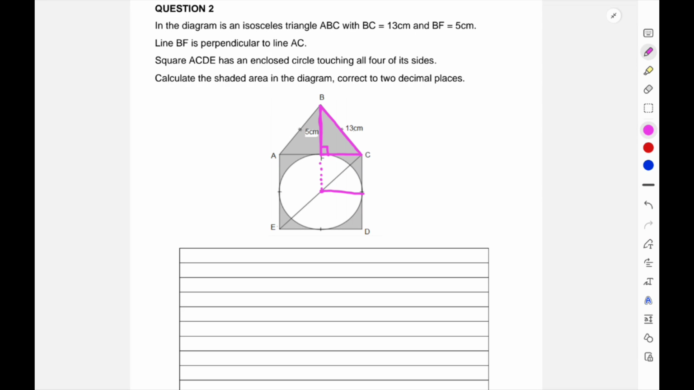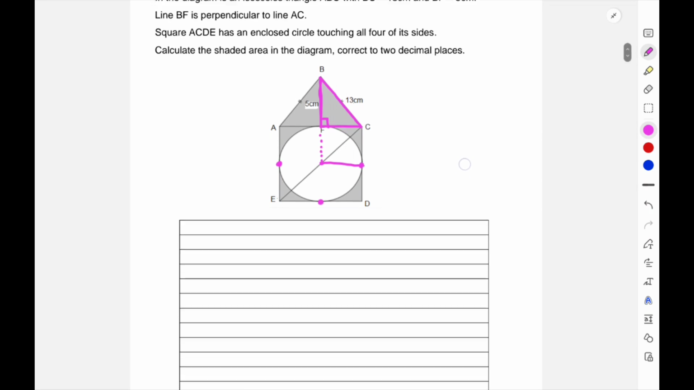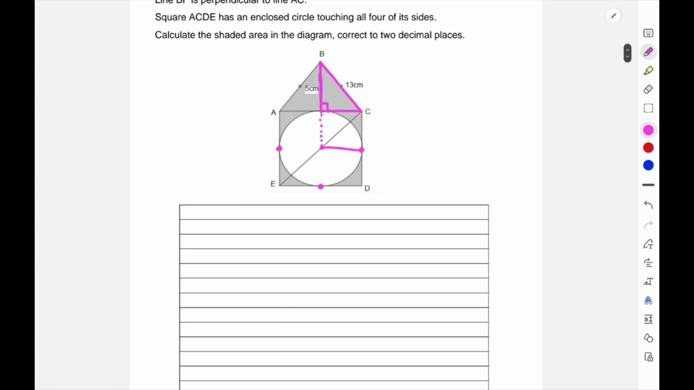ACDE has an enclosed circle touching all four sides of the square. So it means that it just goes exactly onto the perimeter there, or the circumference of the circle, and it is a square, very important. Calculate the shaded area of the diagram correct to 2 decimal places.